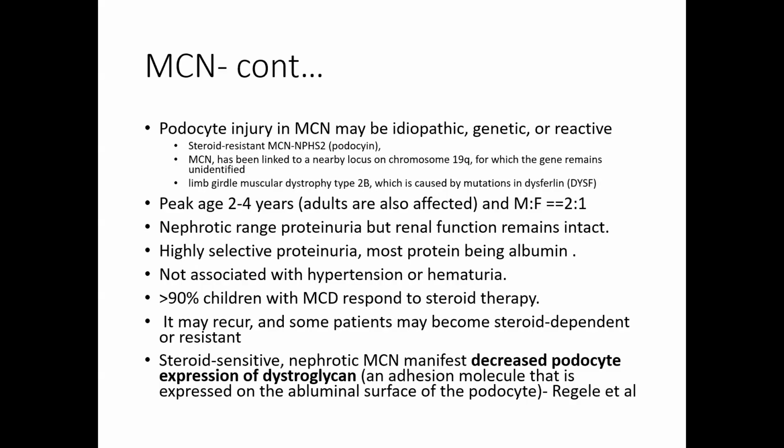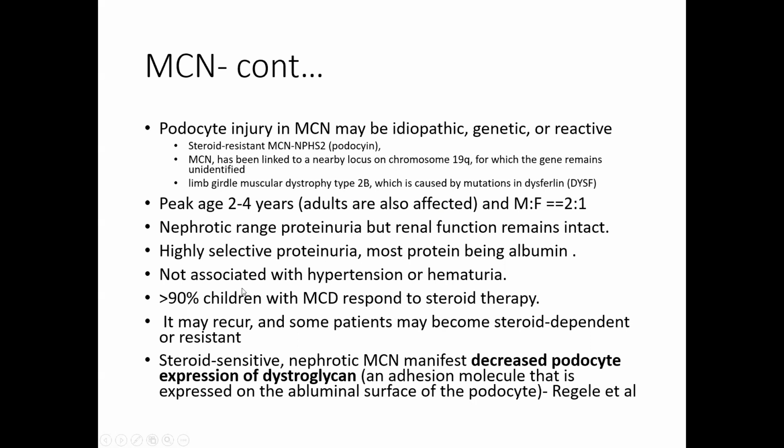So the podocyte injury in minimal change disease may be idiopathic, genetic, or reactive. These are some of the causes of minimal change disease. It could be mutation in NPHS1 or NPHS2, and there are some studies that have shown that minimal change disease has been linked to a nearby locus on chromosome 19q, for which the gene remains unidentified. And this is another mutation which can also cause minimal change disease. The peak age is usually 2 to 4 years, but one should know that adults are also equally affected, and the male-female ratio is 2:1.